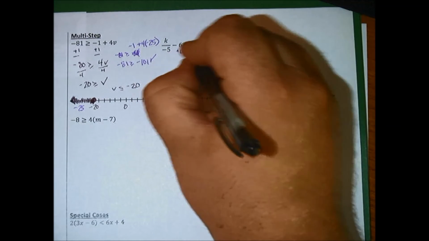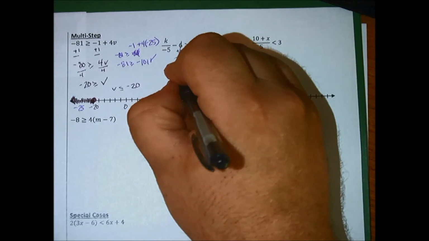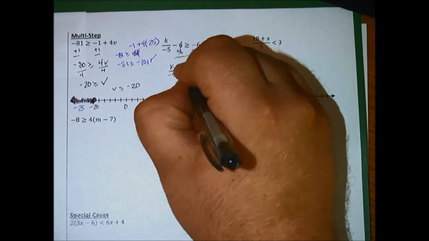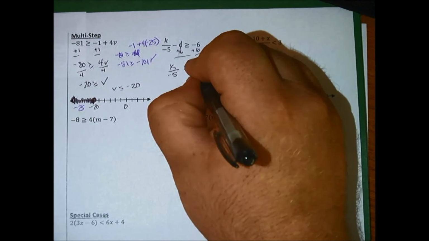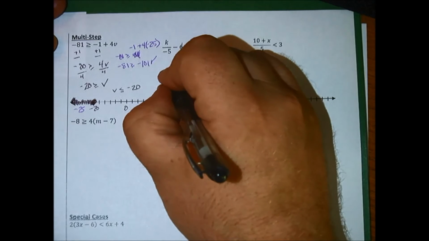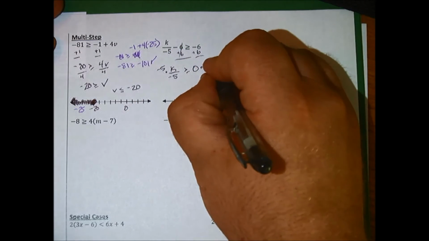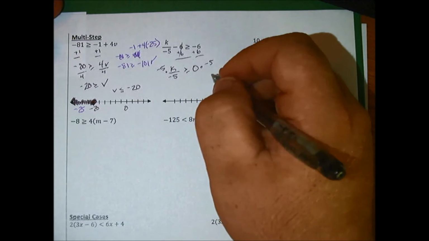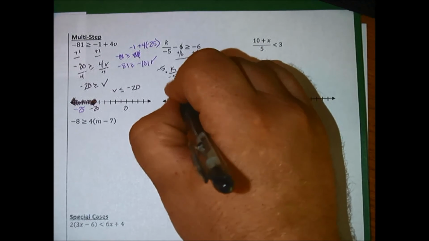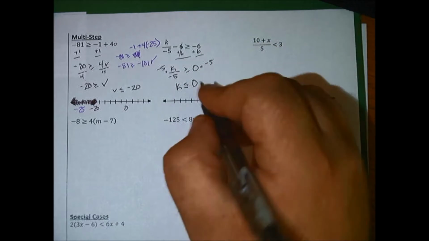Here we're going to add 6. Those cancel. k over negative 5 is greater than or equal to negative 6 plus 6, which is 0. My next step is to multiply by a negative. Uh-oh, we're multiplying by a negative, so we need to flip that inequality. It's actually a pretty easy multiplication, though, because we're multiplying by 0. So we flip that inequality, and 0 times negative 5 is 0.